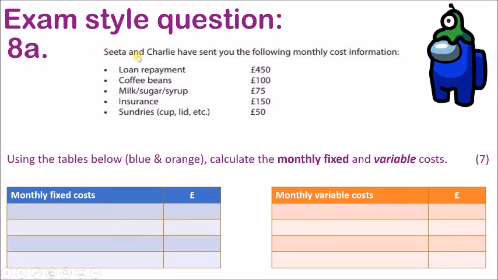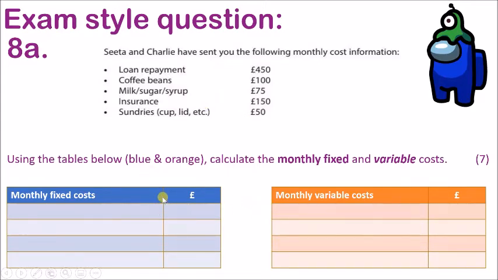Question 8a. Sita and Charlie have sent you the following monthly cost information. Loan repayment £450, coffee beans £100, milk sugar syrup £75, insurance £150, and sundries, things like cups, lids, are £50. Using the tables below, this blue one and the orange one, you need to calculate the monthly fixed and variable costs. So first of all, you've got to organise which are fixed costs and which are variable costs, and then you've got to turn them into a monthly figure.